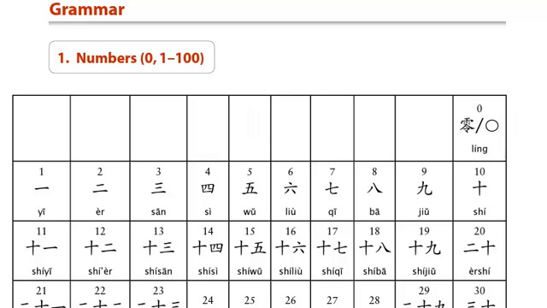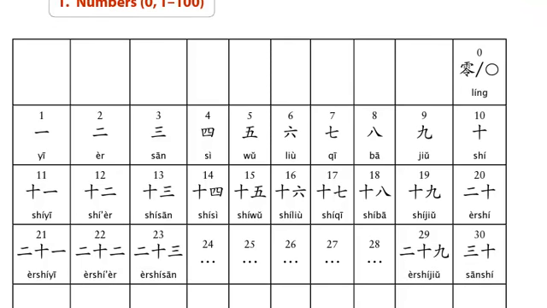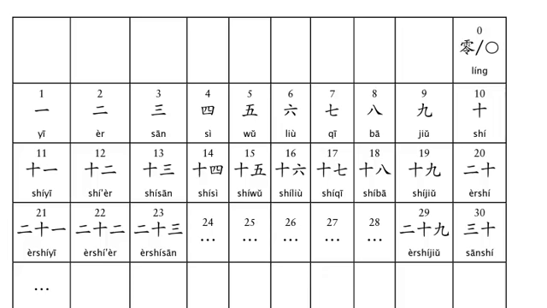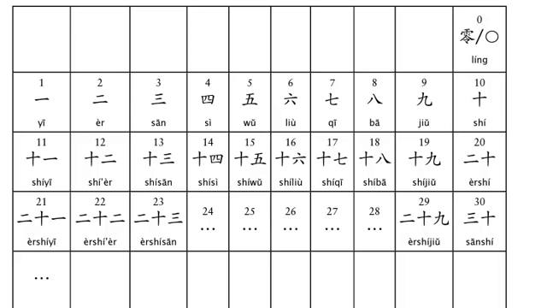Fundamentals of Chinese 1. This is the grammar lesson for Unit 7. This is page 70 in your textbook. The first piece on that page is numbers from 1 to 100. You've learned 1 to 10, and here we have what 1 to 100 looks like.